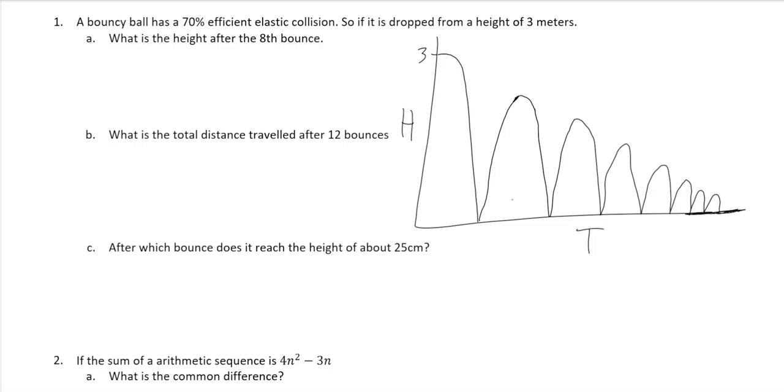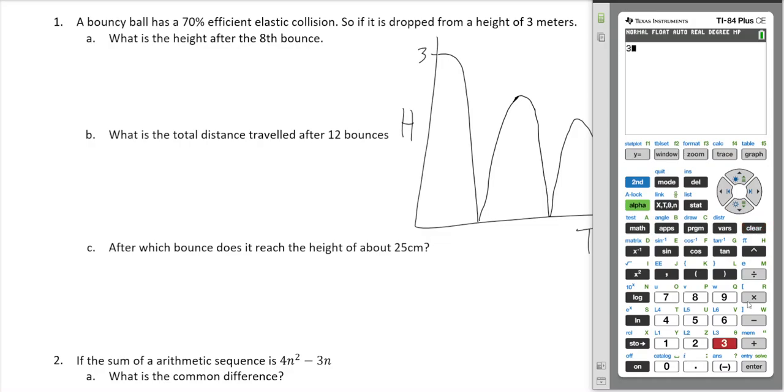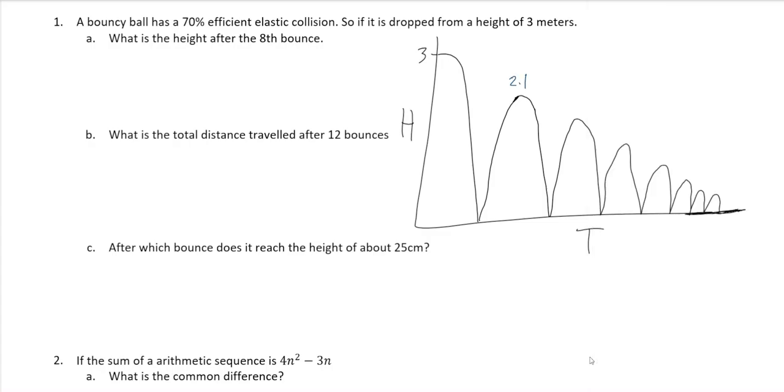Every bounce, it does 70% of the original. Just to give you some context, that would be 3 times 0.7. So 2.1 is, to be very clear, the height after the first bounce. In this case, we want the height after the 8th bounce.